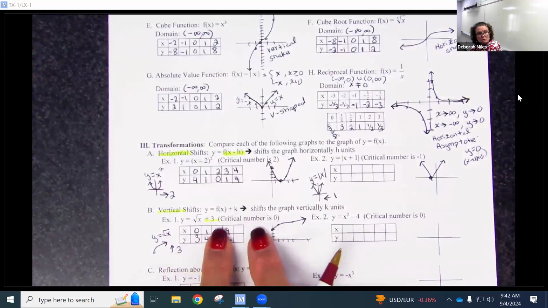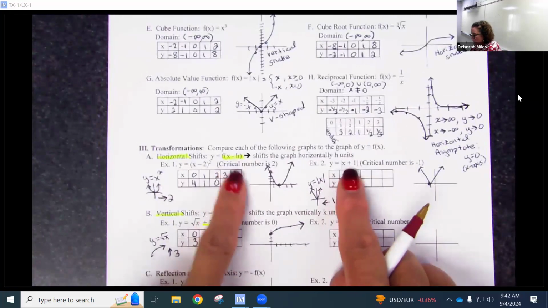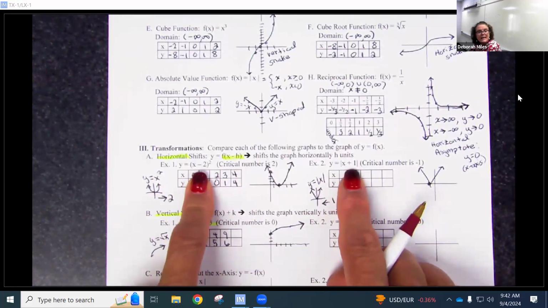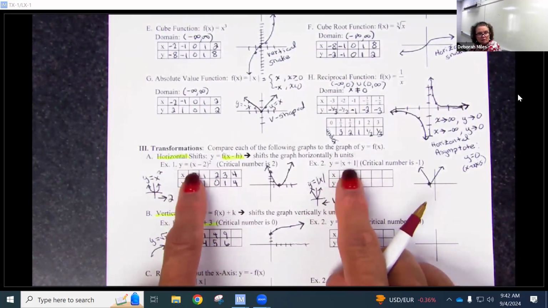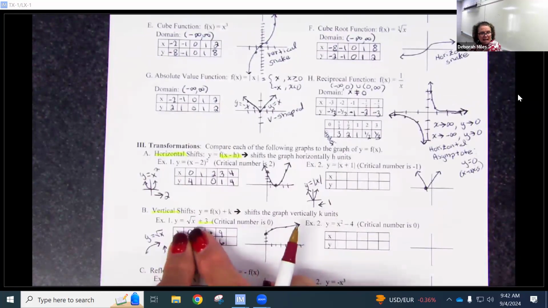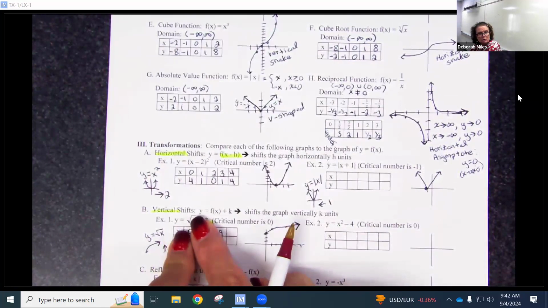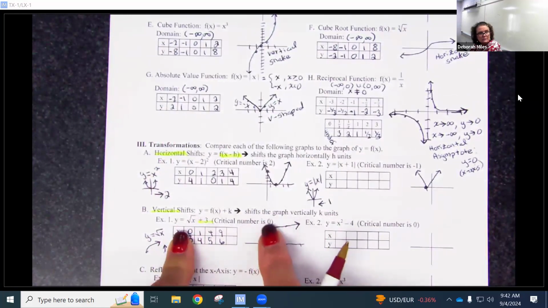Now, the critical number up here, I said the critical number is your horizontal shift. It's what's added or subtracted before you apply the function. Well, this one doesn't have anything added or subtracted before we took the square root, so its critical number is still 0.